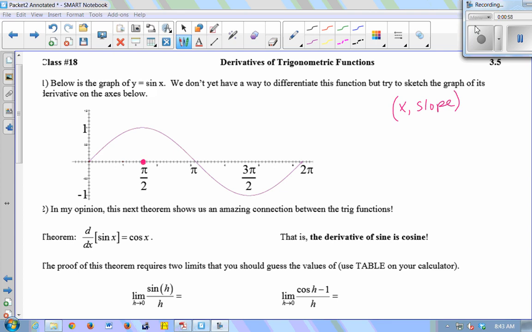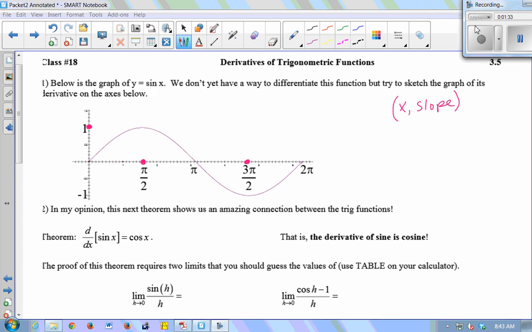Okay. Are there any other places where the slope is 0? 3 pi over 2. So I put a 0 here. Okay. Looking at x equals 0, what does it look like the slope of the tangent line is there? It's positive, yes, because the graph is increasing, and it looks like the line y equals x, right? It looks like it has a slope of 1. So if I plot a slope of 1, 0, 1, okay.